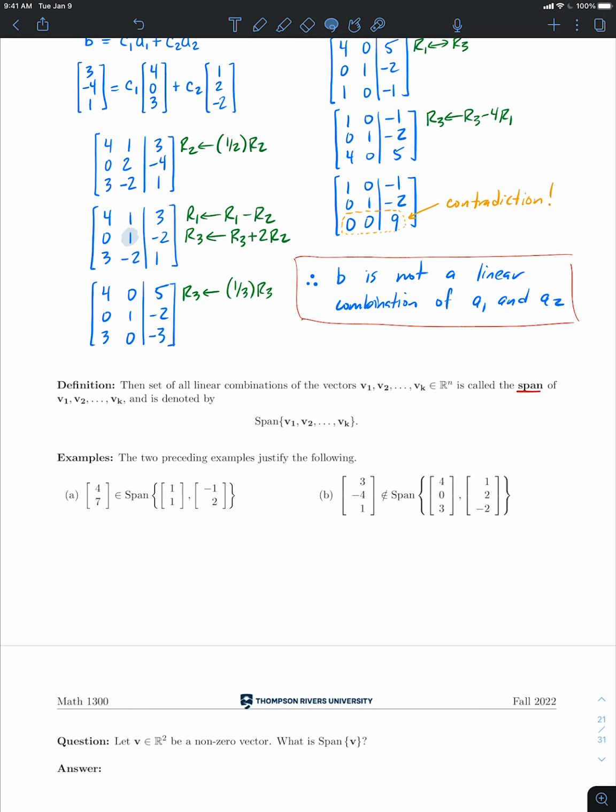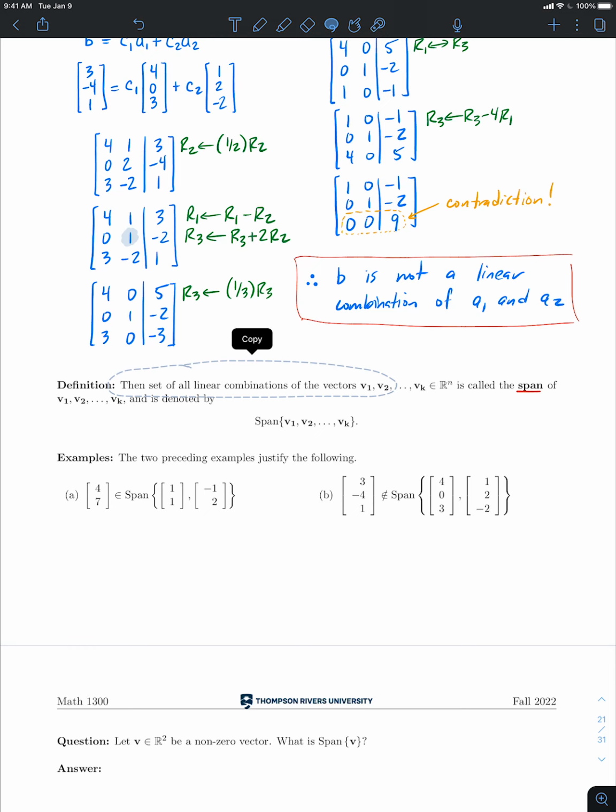So the span, and this is the notation, right? Just write the word span and then list the vectors immediately after inside these curly brackets. So we use curly brackets and then list the vectors separated by commas. Okay, and what it means is it's the set of all, and let me circle the part where it says that, it's the set of all possible linear combinations that you could form.